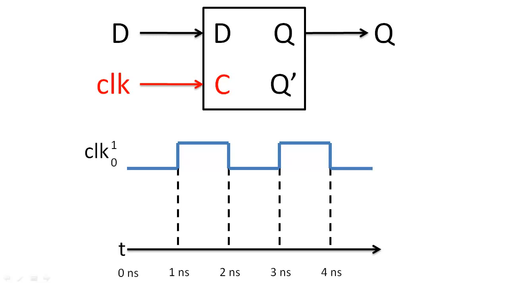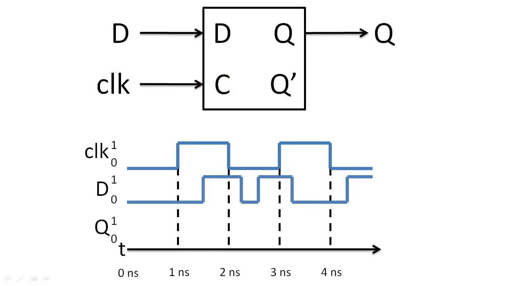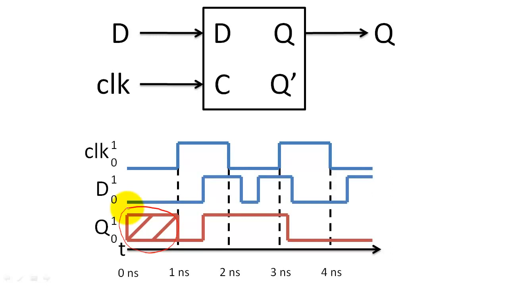For example, suppose that the data input has the following waveform, and we want to determine the state of the D latch. Initially, we do not know the state of the latch, but whenever the clock is 1, the latch can change the state and the latch's state will equal the data input. Whenever the clock is 0, the latch will hold its state constant and ignore the data input.